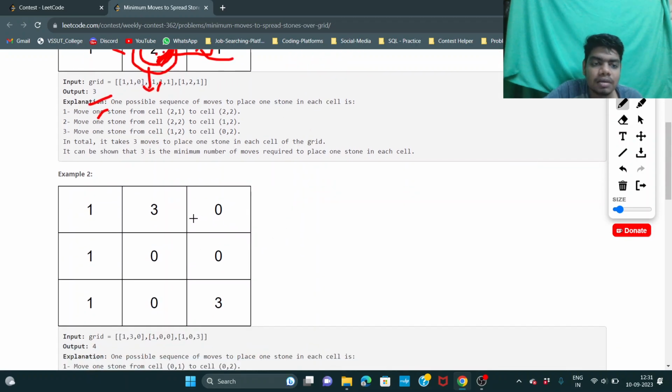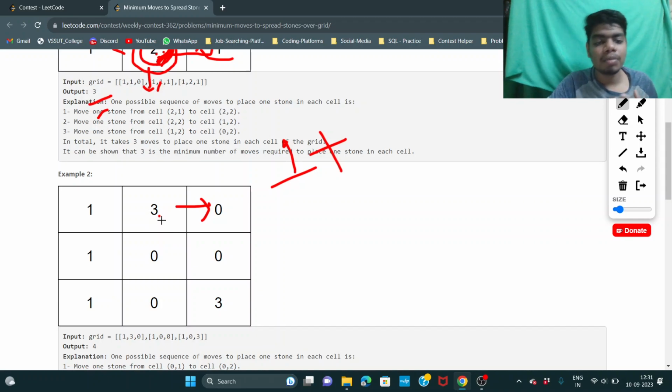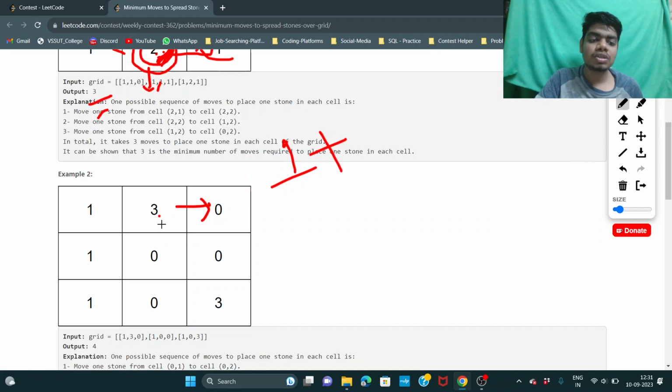And for this case, just move one stone from this to this. This will take one move. Here three stones are there, and we have to move two stones from there. We have to move two stones from this place to any two cells out of these four cells. So we just have to move two stones from here and place them in two places out of these four places, right?